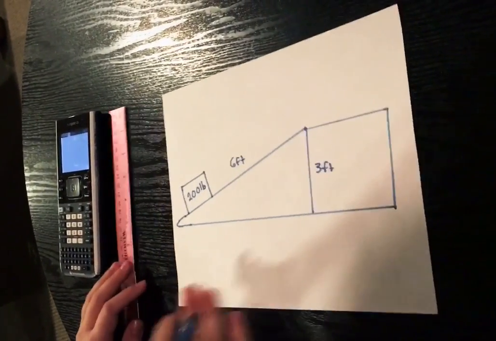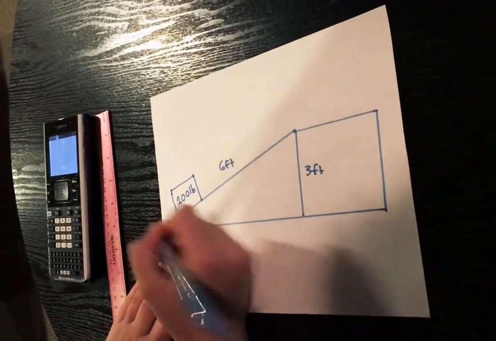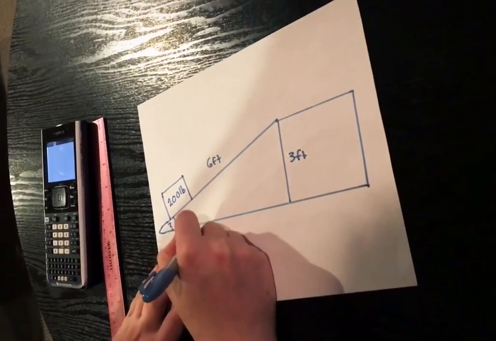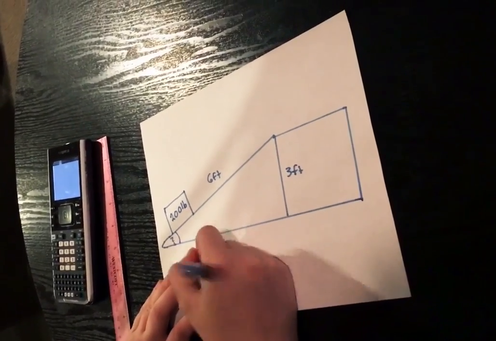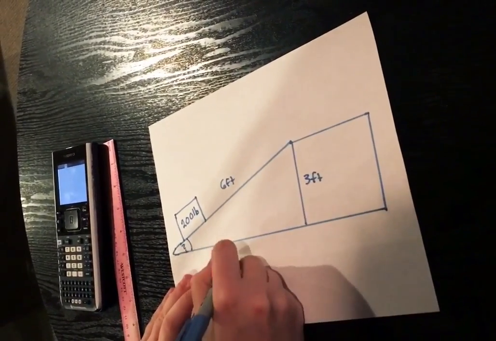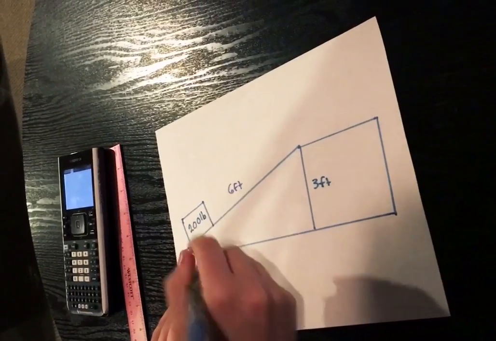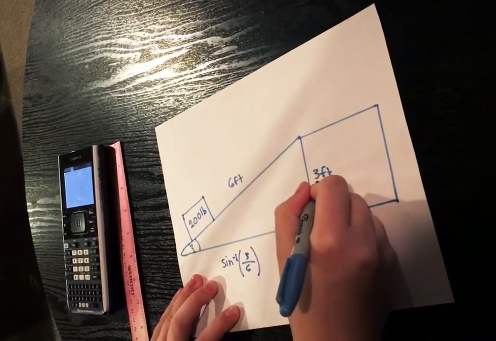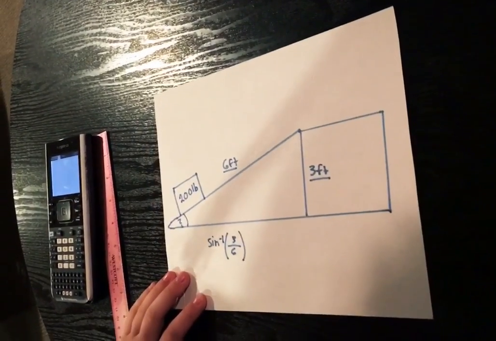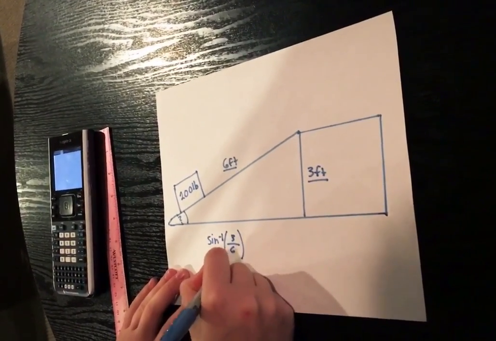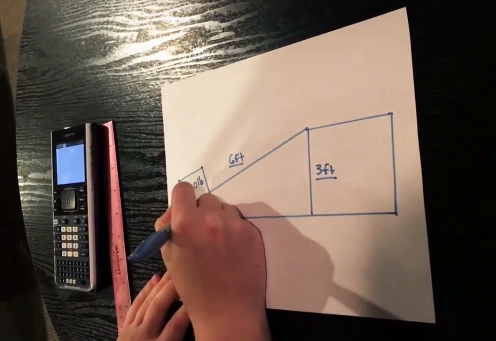First, we need to find this angle right here. To do this, we use the inverse sine formula and plug in the height of the stairs over the length of the stairs, or the opposite over hypotenuse, as in SOHCAHTOA. Once we plug this into our calculator, we get that the angle is 30 degrees.